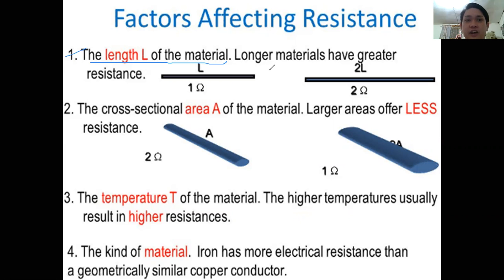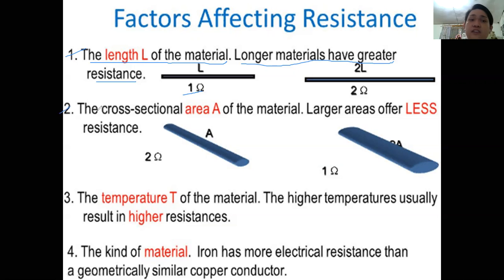So the length of the material will affect the resistance. If you have a longer material, then you should have greater resistance. So longer materials have greater resistance. As you can see in the illustration, 1L, one length, has 1 ohm, and then 2L has 2 ohms. So that means the longer the material, the greater the resistance.